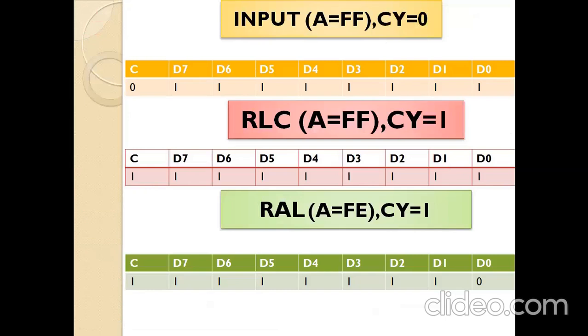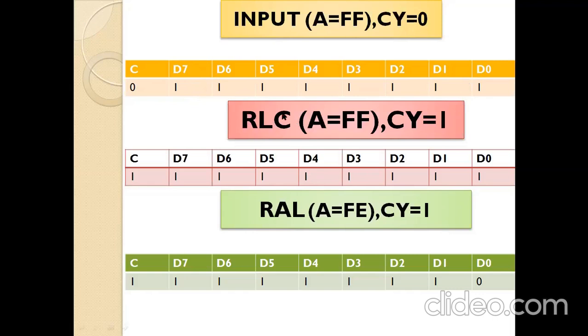You can see one example. I am taking the input as FF. The input is stored in the accumulator. We can rotate data only from the accumulator. In the B register, C register, D register, we cannot rotate. Only the data stored in the A register can be rotated. So I am storing the FF value in the A register. This is the LSB bit and this is the MSB bit, D0 to D7. All 8 bits are 1. In hexadecimal I am writing it as FF. Carry is 0.